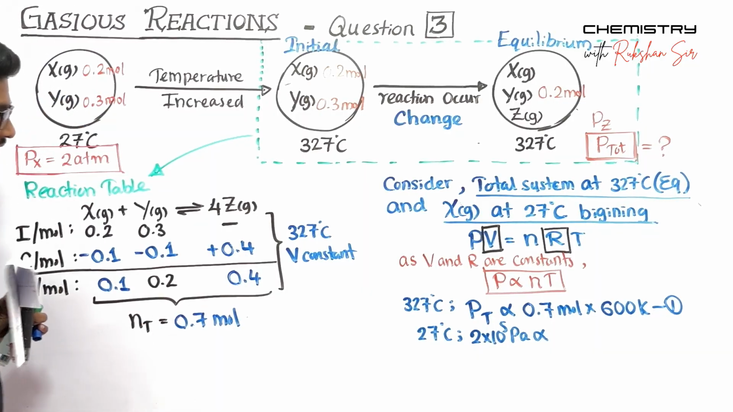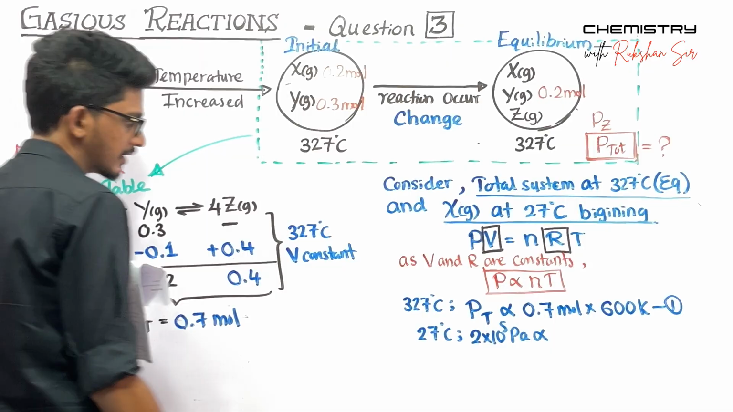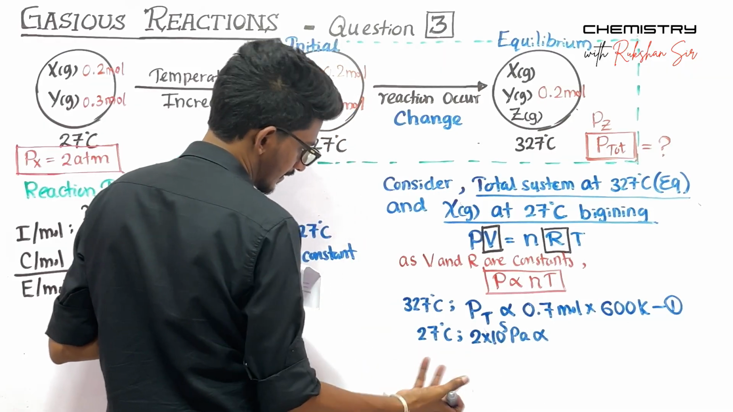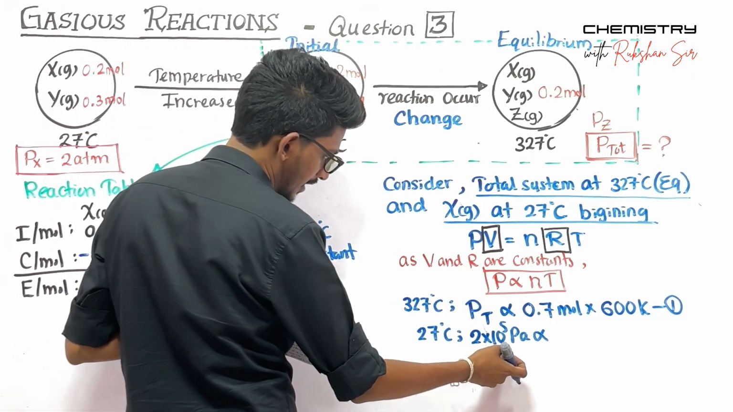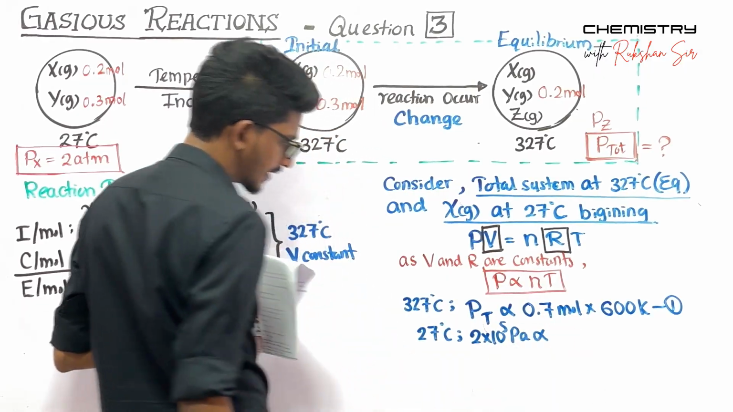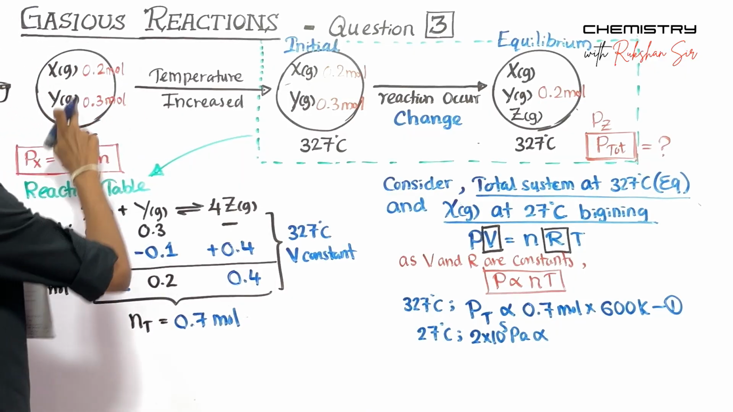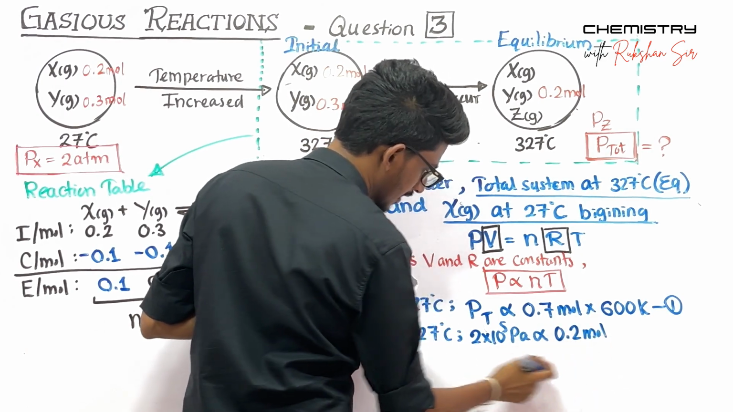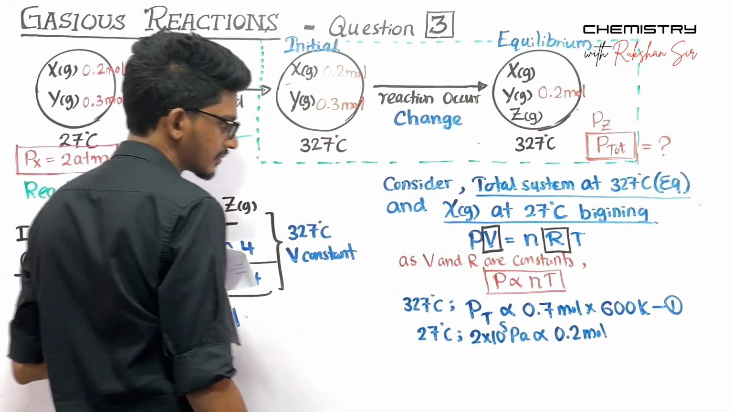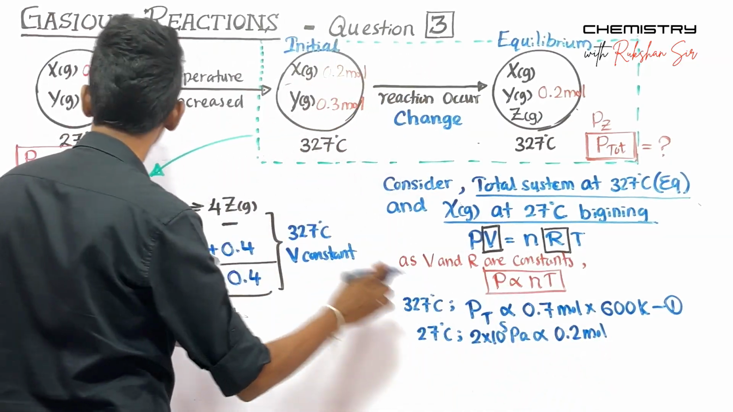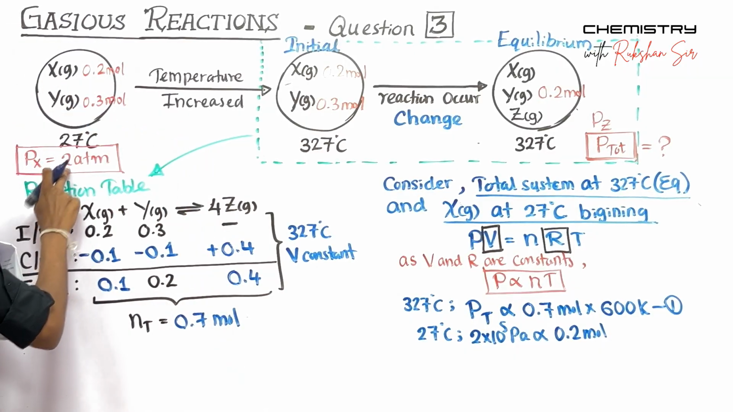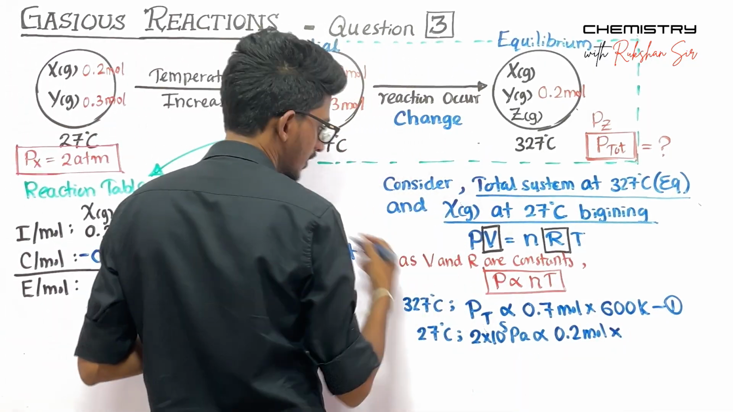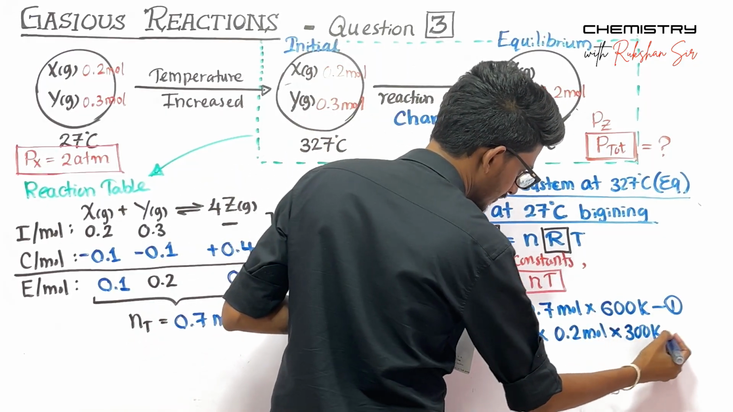We are just considering X. If you are considering the partial pressure PA, the nA should be applied. So if you are considering the partial pressure of X, only the number of moles of X should be applied. That is 0.2 moles. Only because of 0.2 moles of X do you get this pressure. That is why the equation is like that. And the temperature is 27 Celsius, that is 300 Kelvin.